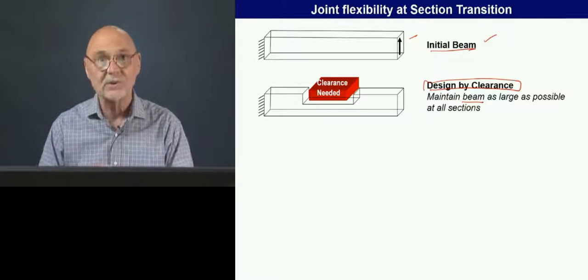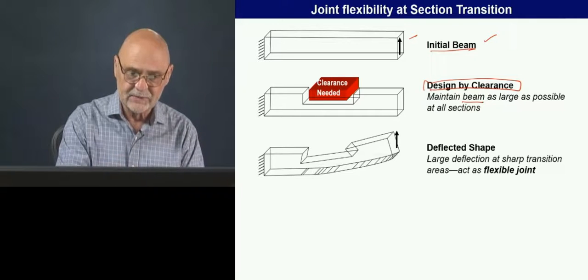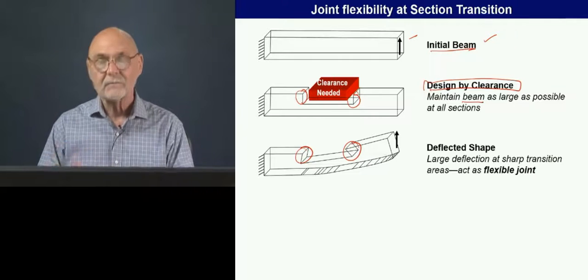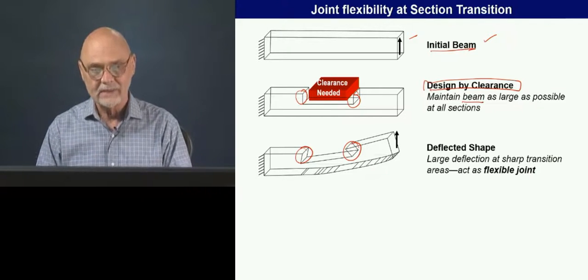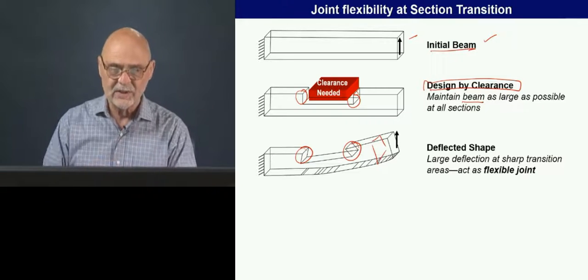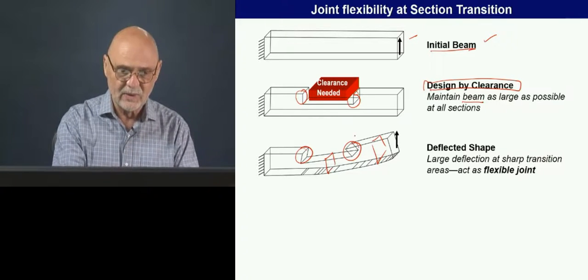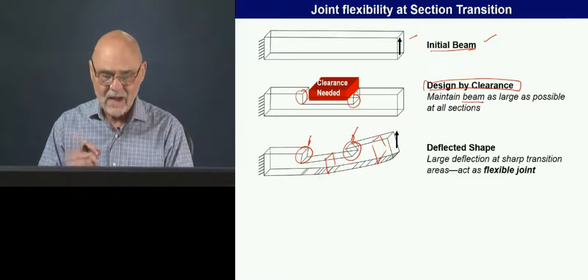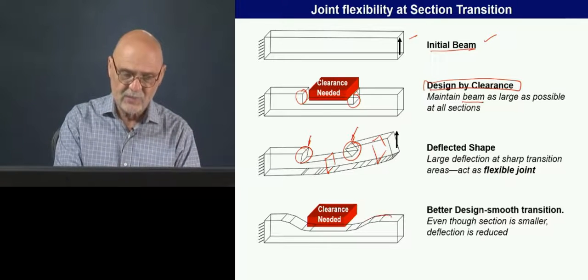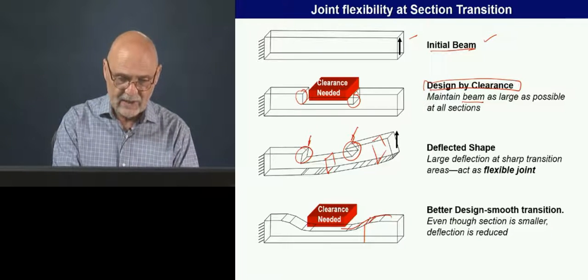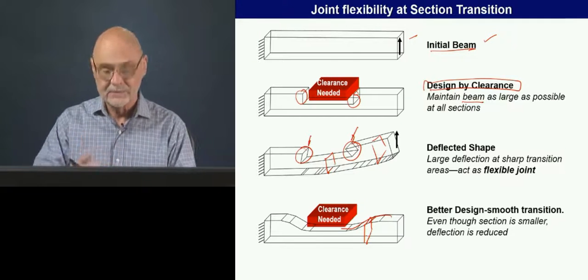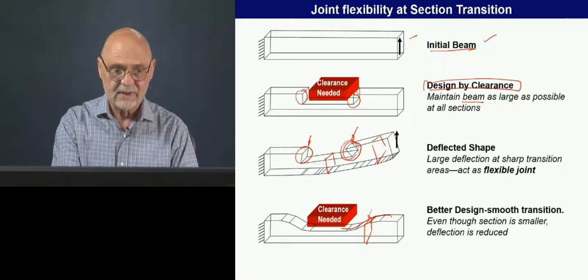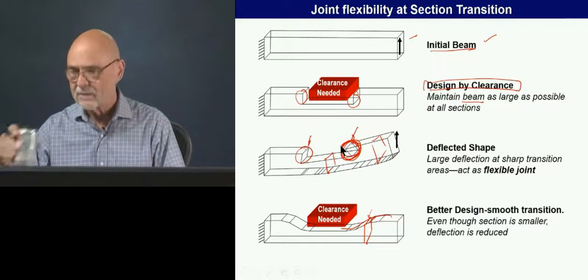But what we've done is we've introduced effectively a couple of joints, because where there are these big transitions, they're going to act like a flexible joint. Okay? So even though we have a large moment of inertia here, and as big as we can make it here, we're losing it where we made this very sharp transition. A much better way to do that is to make a smooth transition, even though, for example, right here, we could potentially have a larger cross-section, but what we're trying to do is not introduce this localized deformation behavior.